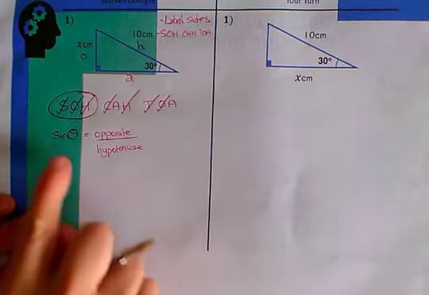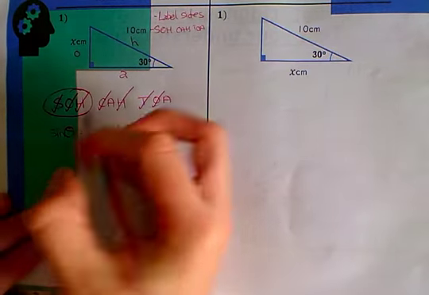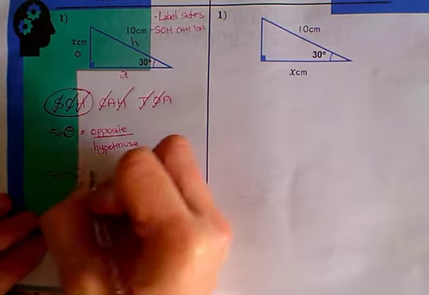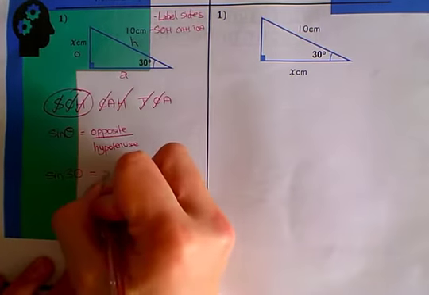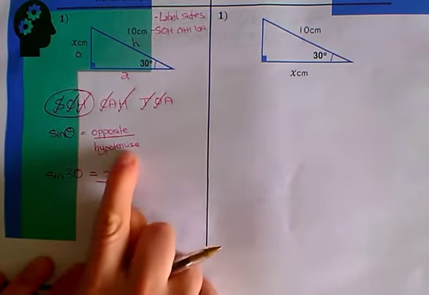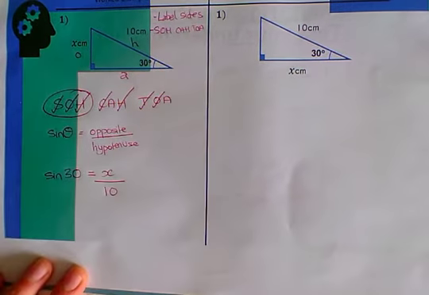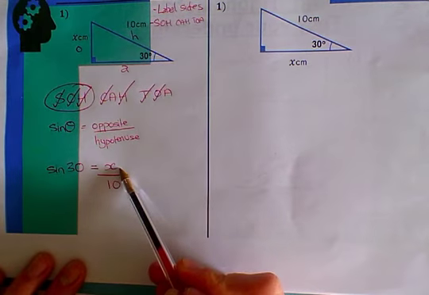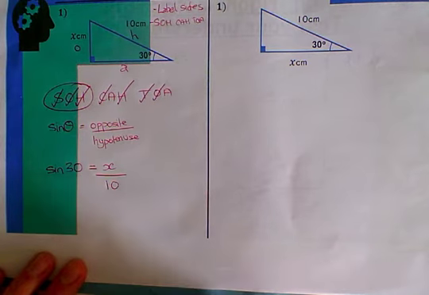And now we can just substitute in the values that we know. So, using this equation here, sine of the angle, where the angle is 30, so sine 30 is equal to the opposite, which is x, divided by the hypotenuse, which is 10, so x divided by 10. Now I want to find out what x is. So I need to eliminate this 10 on the denominator.